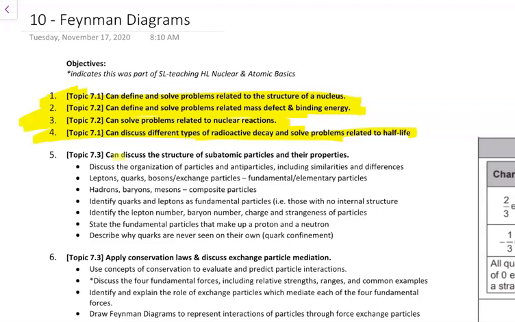Previously, we've already discussed the subatomic particles and their properties. We've discussed particles and antiparticles, quarks, antiquarks, leptons, hadrons, mesons. We've talked about bosons, baryon number, charge, strangeness of quark, quark confinement, how they're always next to each other. You can't find them alone.